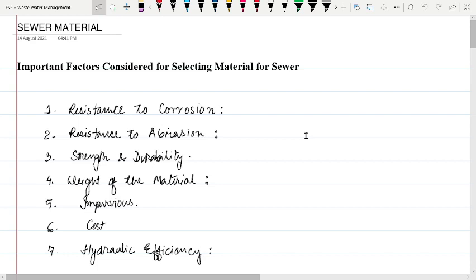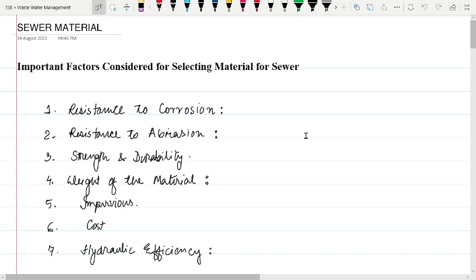Next, strength and durability. We know durability is important because we are considering a sewer line for at least 15 to 30 years. So it must be durable so that it can properly serve over that lifetime. Another thing is strength. Generally sewer pipes are built underground, so various kinds of loads may come on those sewers.